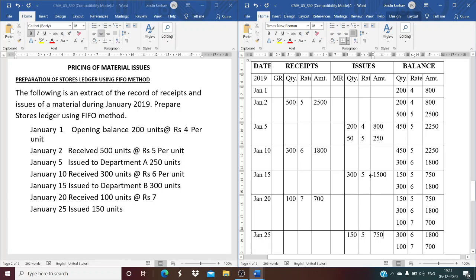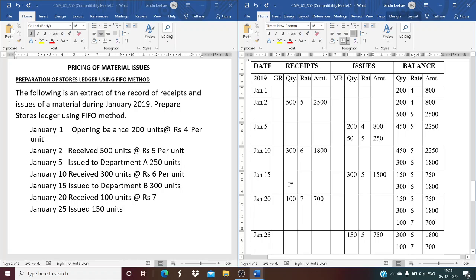So 300, the material price will be 5 rupees, 1500. Now what is remaining? From 450, 300 is taken. So remaining is 150 at rupees 5, that is 750 the amount. And we also have another lot, that is 300 units at rupees 6, 1800. January 20th, again we are receiving 100 units at rupees 7.